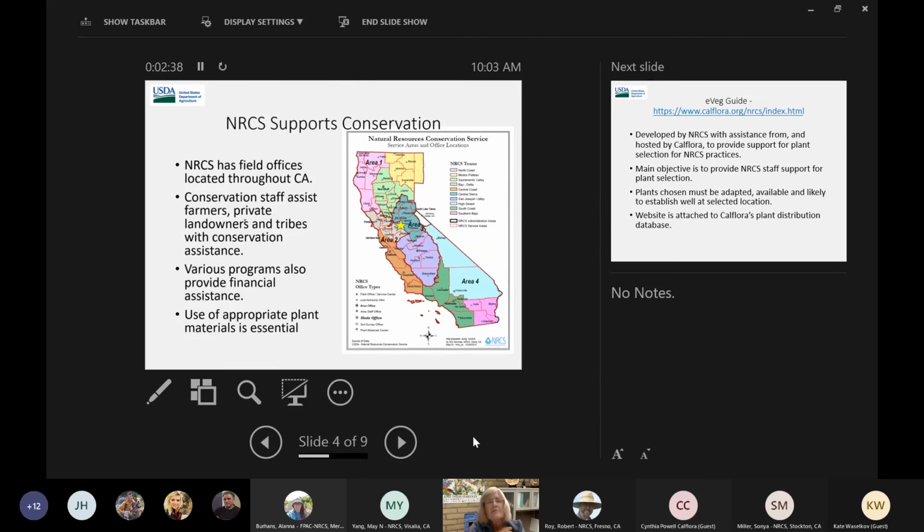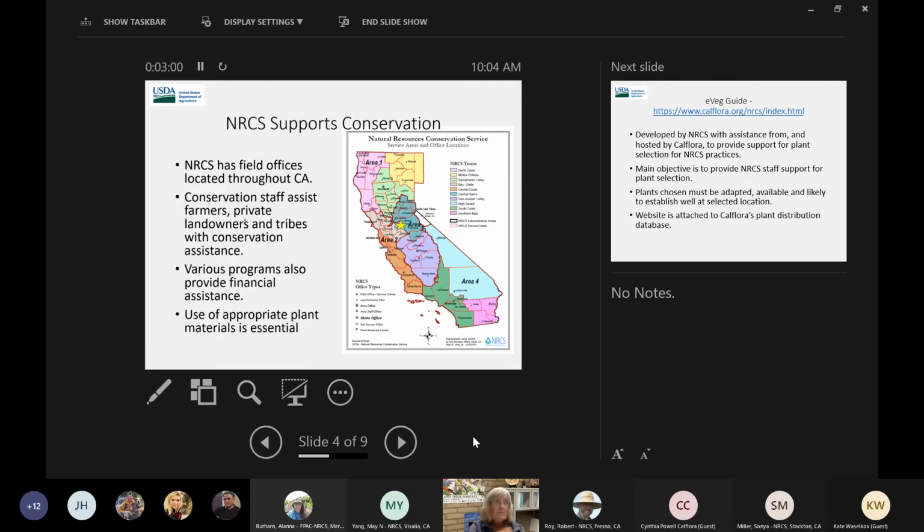It's kind of small, you won't be able to see it, but you could again Google it and find where we're located. There probably is one in each county pretty much. And our conservation staff assist farmers, private landowners, and tribes with conservation assistance. We have various programs also that provide financial assistance.